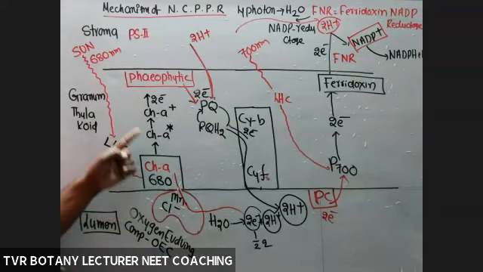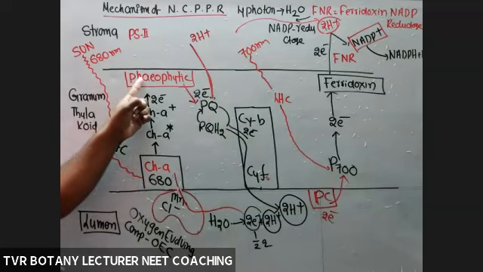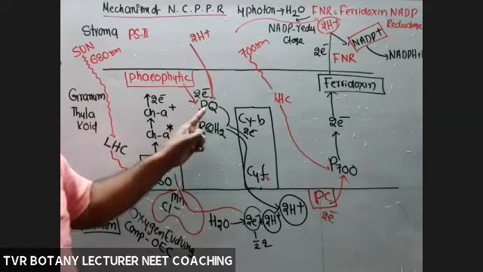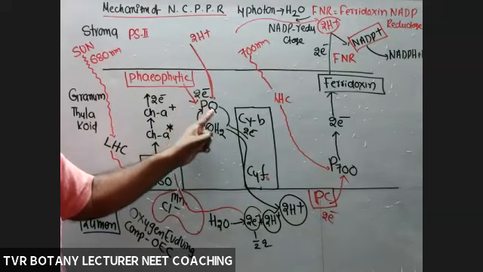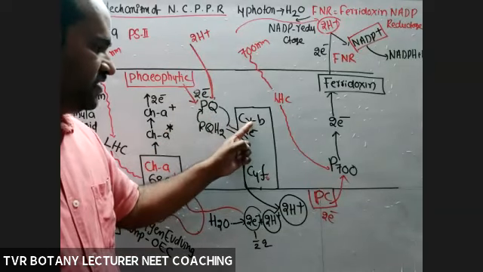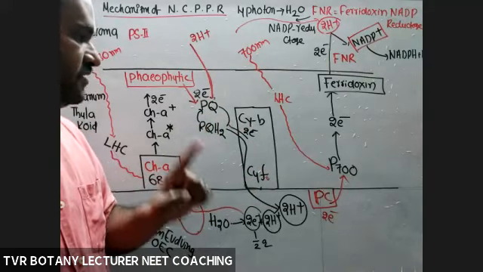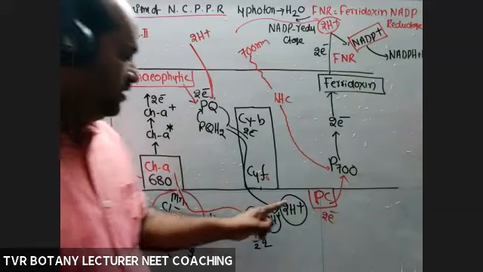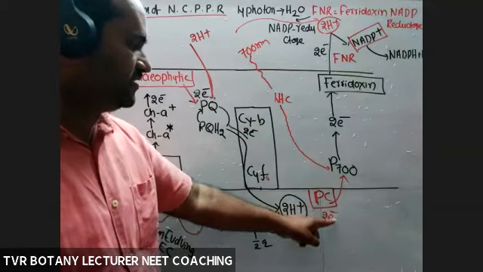First oxidized, next reduced. Pheophytin, first reduced, next oxidized. Next, what about PQ? First reduced, next oxidized. Cytochrome complex, reduction, oxidation. Remember reduction and oxidation, redox reactions. So plastocyanin, first reduced, next oxidized.